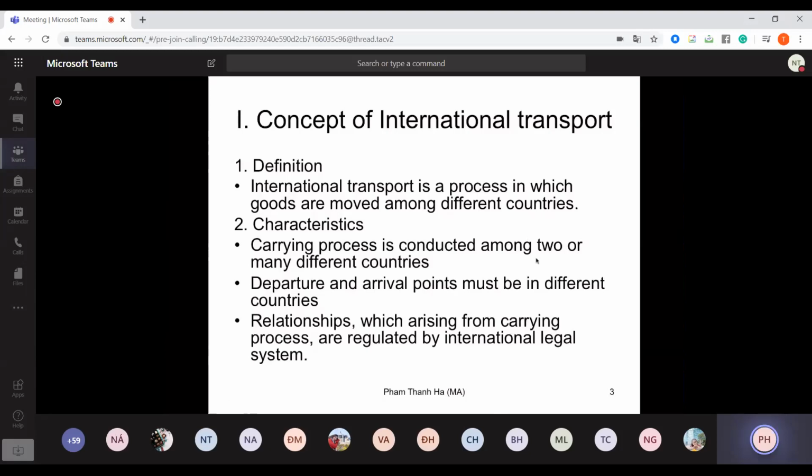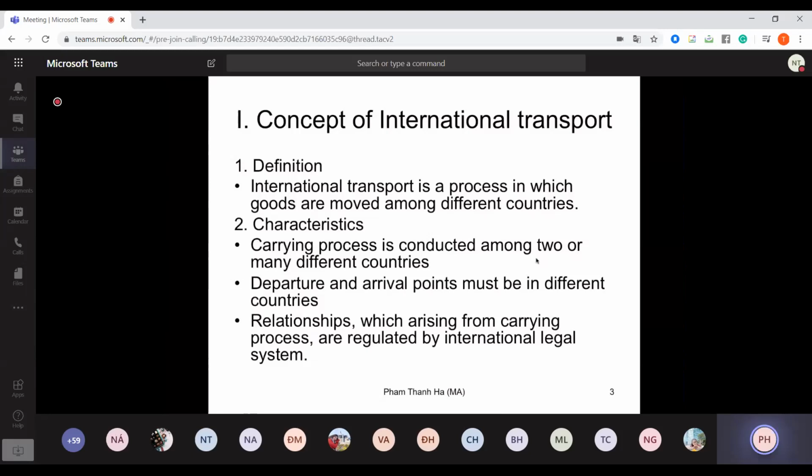First of all, the carrying process is conducted among two or many different countries. This can be seen as the first condition to consider whether a transport activity can be seen as international or domestic. So the carrying process is conducted among two or many different countries. Like I mentioned previously, we have an exporter in one country and an importer in another country, so that's why the carrying process must be in different countries.